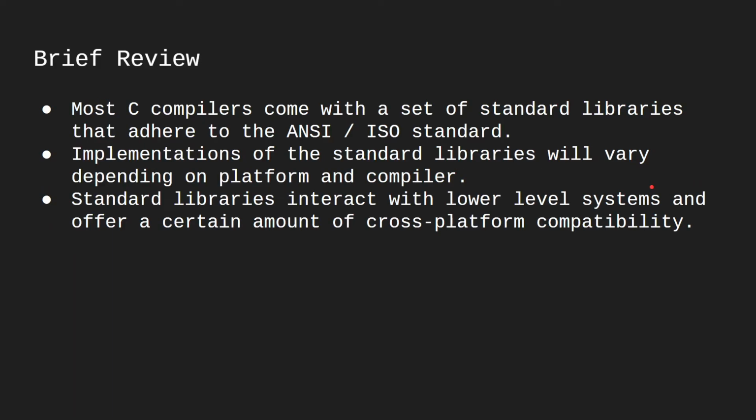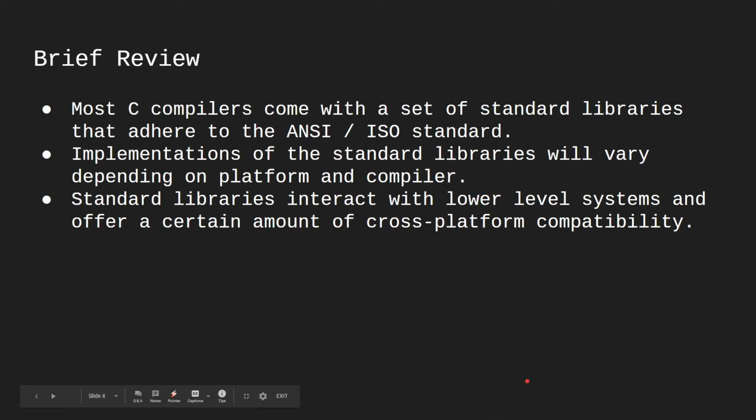Okay, a brief review. Most C compilers come with a set of standard libraries. These are the things that we've been using. They adhere to the ANSI or ISO standards, and implementations of these standard libraries will vary depending on the platform and the compiler. Standard libraries interact with lower level systems and offer a certain amount of cross-platform compatibility. Again, I use the example of a game like Doom. We see it on a lot of different platforms, and that is because of the way it was coded underneath and how it works.